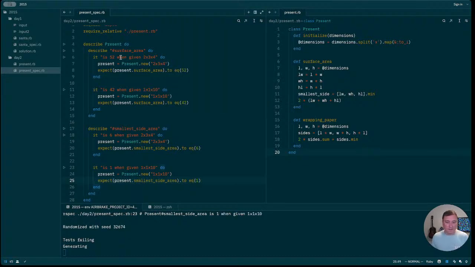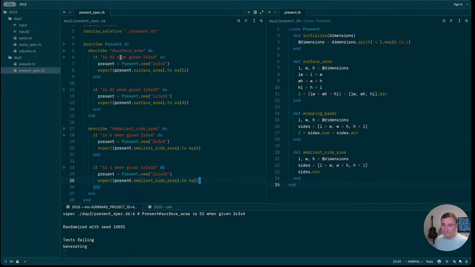Okay, so now the tests are failing again because the method doesn't exist. We've got the smallest side area, and tests failing, tests are passing. And looks like it got the smallest side area out of there.